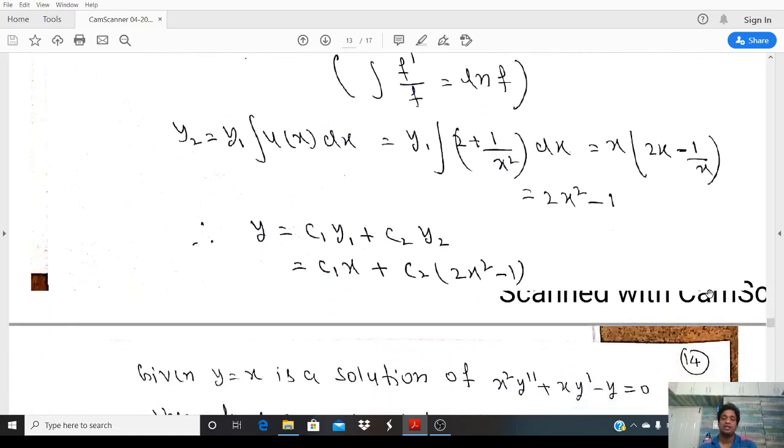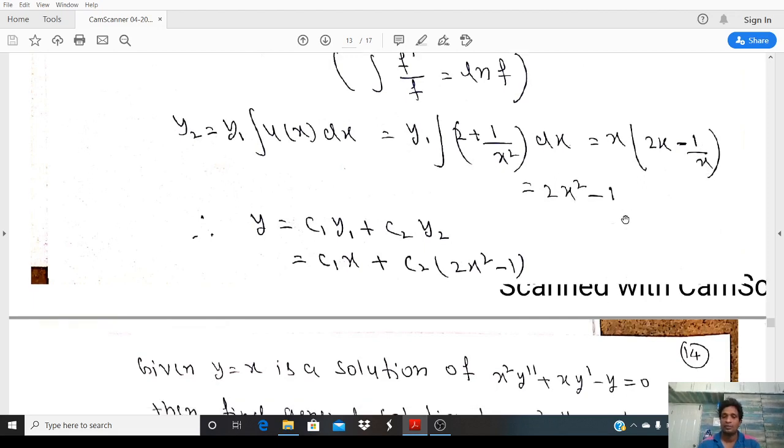So here y2 will be y1 times the integration of u of x dx. y1, what is our integration of u of x? Integration of 2 plus 1 by x square dx. So integrating 2 with respect to x gives 2x. The integration of 1 by x square is minus 1 by x. So we simplify, it becomes 2x square minus 1.